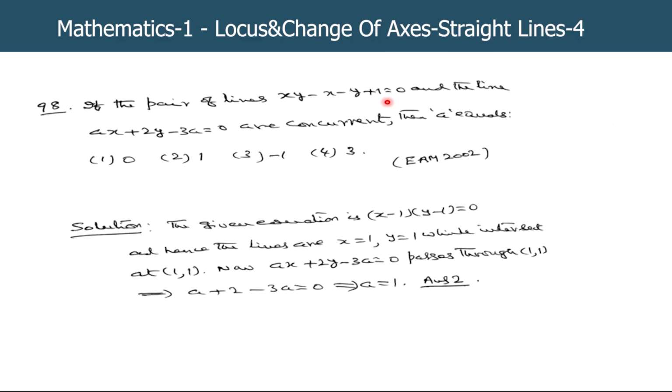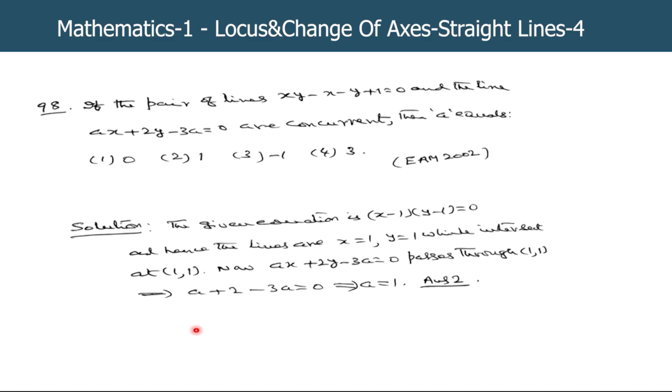98. If the pair of lines xy minus x minus y plus 1 equal to 0 and the line ax plus 2y minus 3a equal to 0 are concurrent, then a equals: 1) 0, 2) 1, 3) minus 1, 4) 3. AP EAMCET 2002.